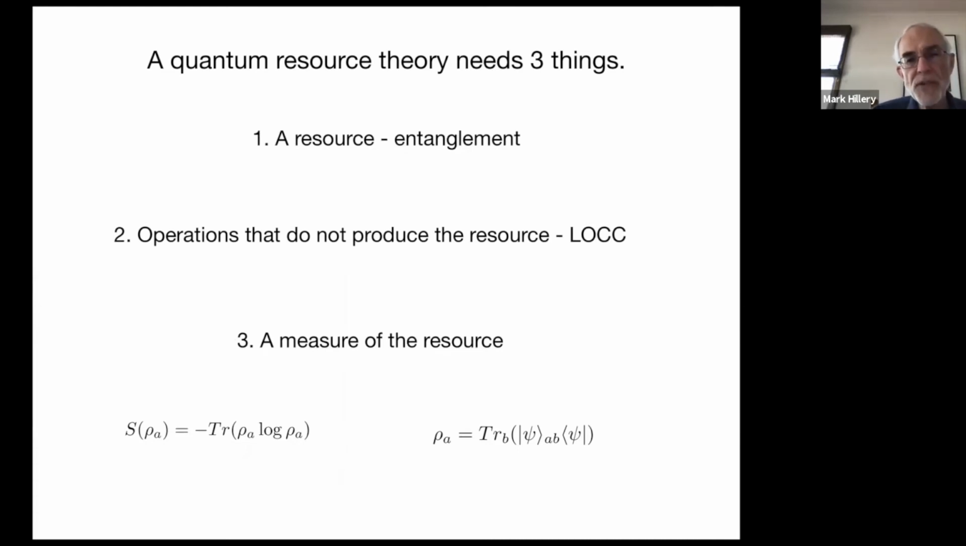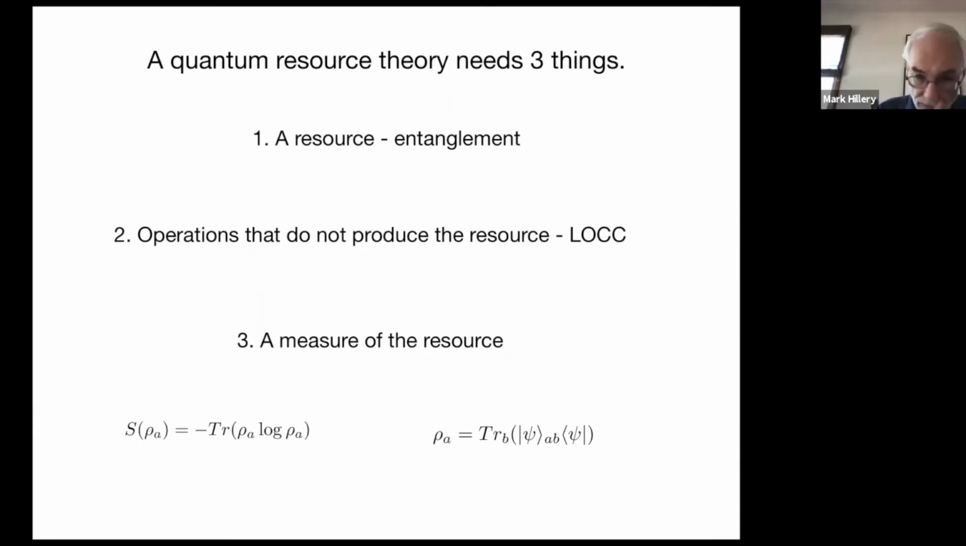A quantum resource theory needs 3 things. It needs a resource. I'm going to use the example of entanglement here, because that was really the first quantum resource theory. In the resource theory of entanglement, the resource is entanglement. It also needs operations that do not produce the resource, and in this case, it is the LOCC operations, the local operations and classical communication. And then it needs some way of measuring the resource.